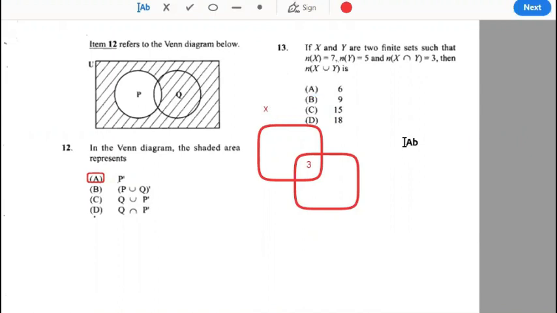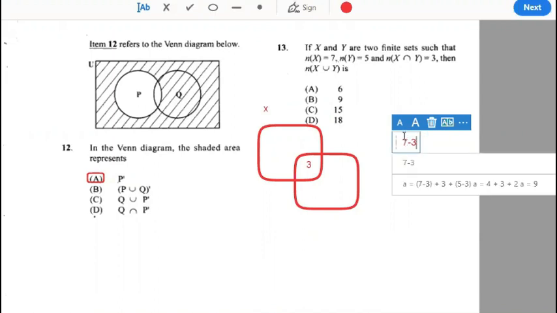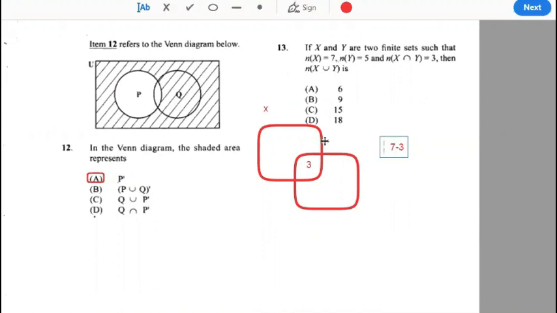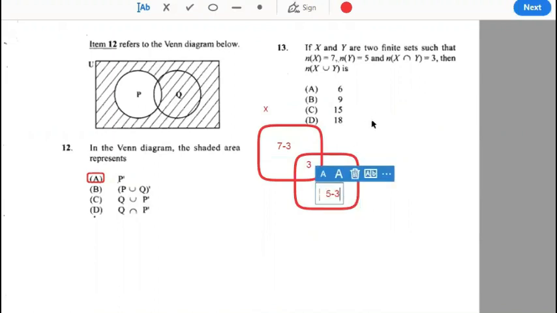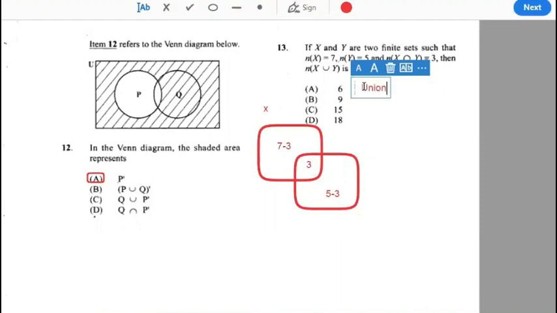The question did not say it's X only, so that means in working it out it will be 7 minus 3, which is the intersection, as 3 is common. 3 elements are common to both X and Y, so Y would be 5 minus 3. And then we will add everything to get the union, which is what the question is asking for.